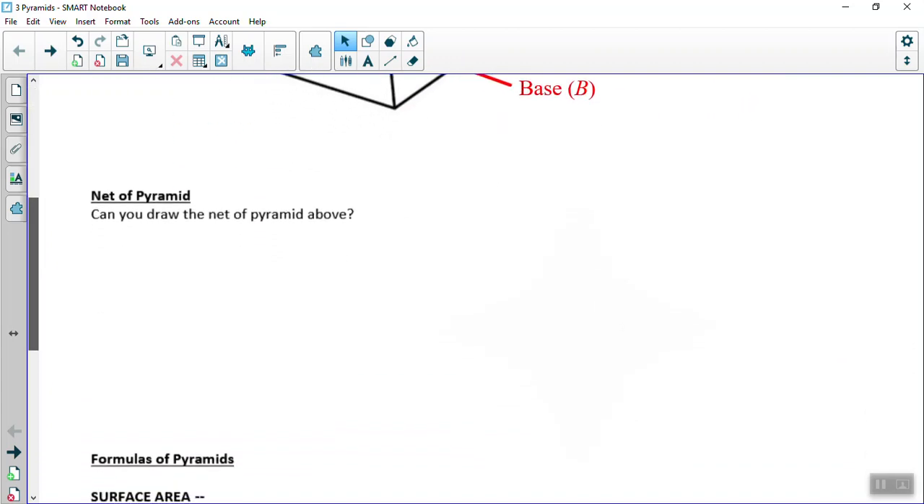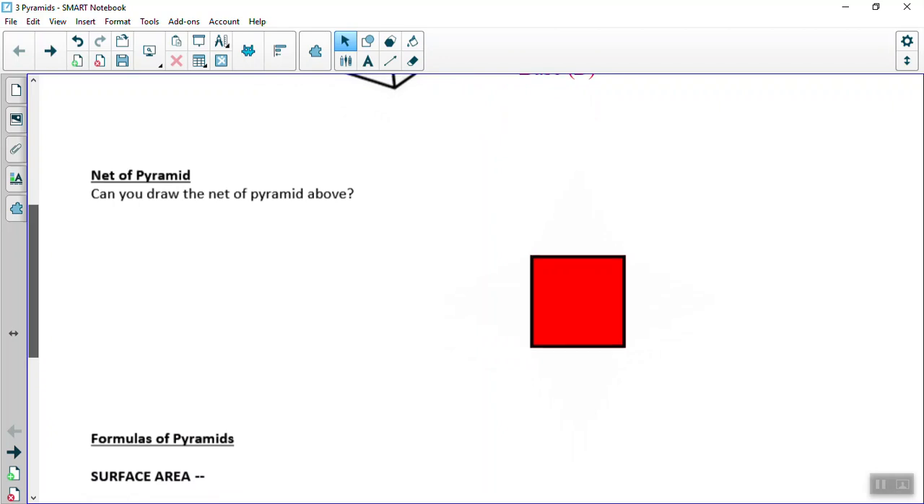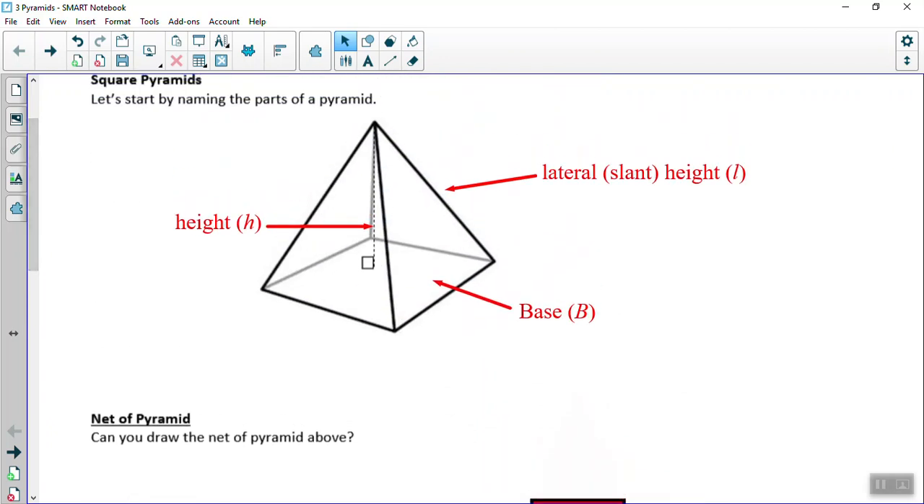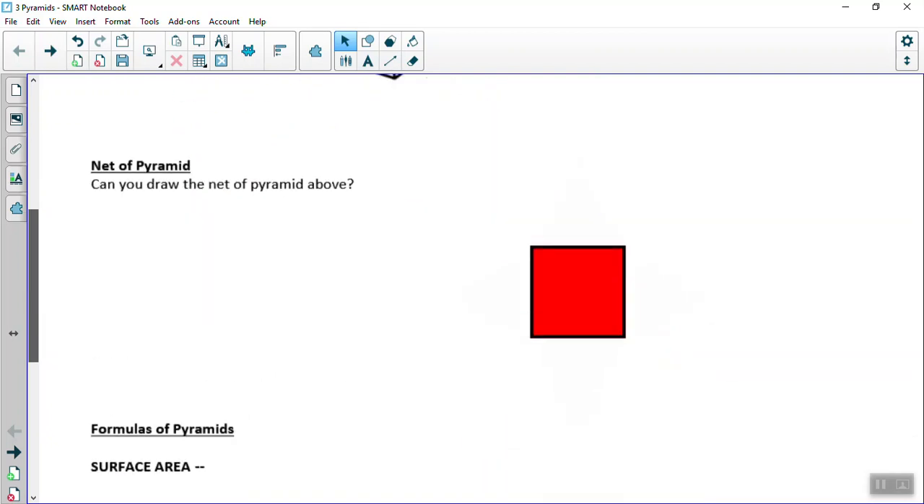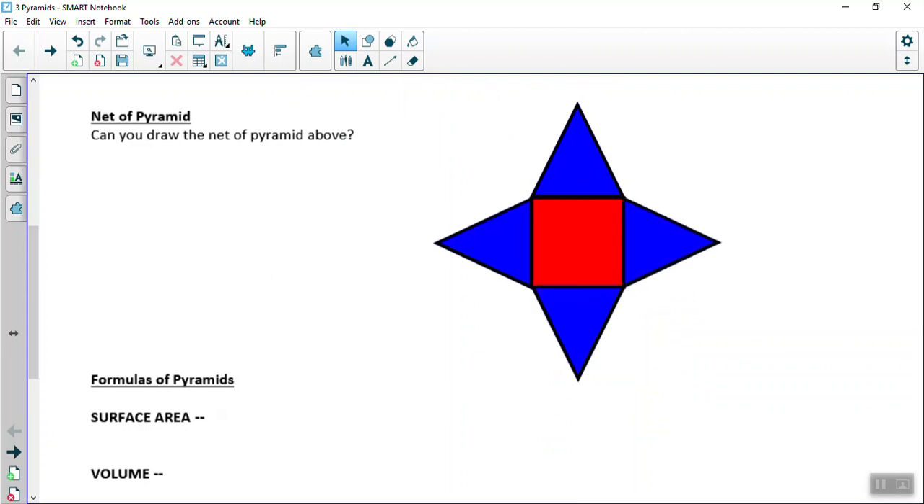All right, let's come down here and take a look at what a net of a pyramid would look like. That means we're going to take our pyramid and we're going to take it apart, open it up. So the base of the pyramid is a square. And then if we were to unfold this pyramid up here, this side here is 1, this side here is 2, and then it's got 2 more sides in the back. Each of those sides are triangles. So if we were to unfold that pyramid, it would look like this. So this would be the net of our square-based pyramid.